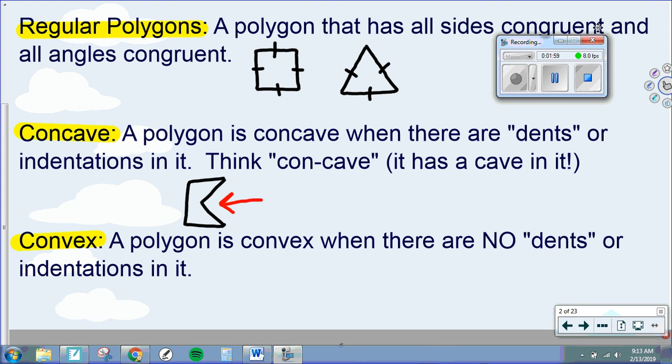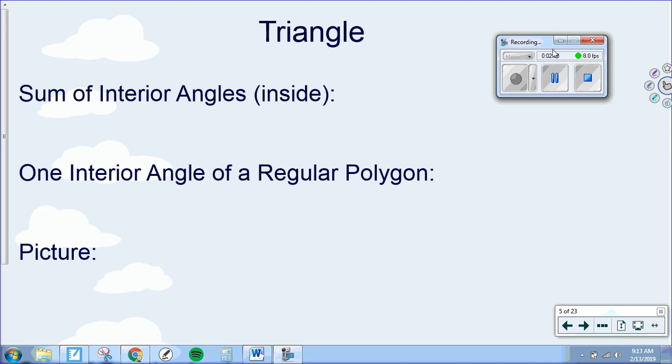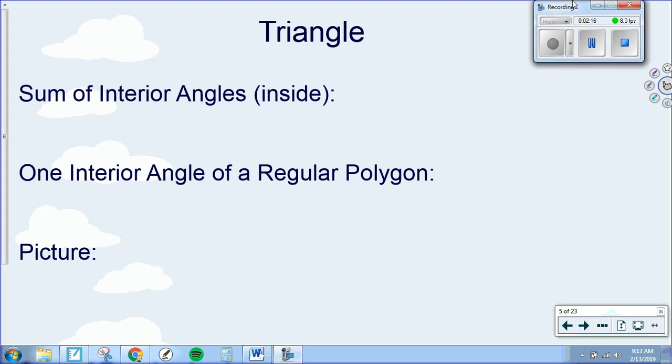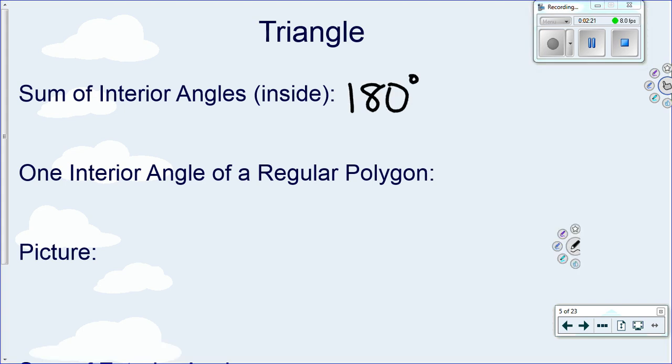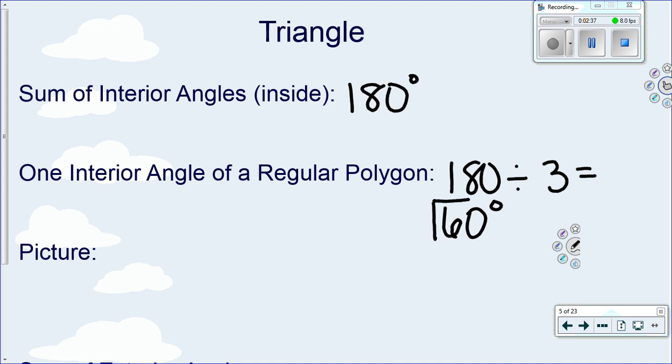If you haven't already, please copy down these vocabulary words and the examples onto your guided notes. Now we're going to use the chart on our guided notes to fill in all of the columns. So first we're going to talk about a triangle. The sum of the interior angles inside a triangle equals 180 degrees. The next column over, one interior angle of a regular polygon. If it's regular, all angles are the same, so we take 180 degrees, divide it by 3. That means each angle is 60 degrees.